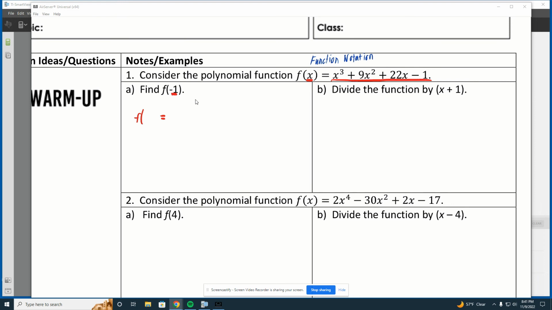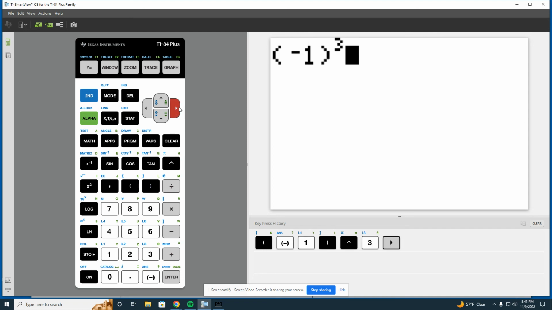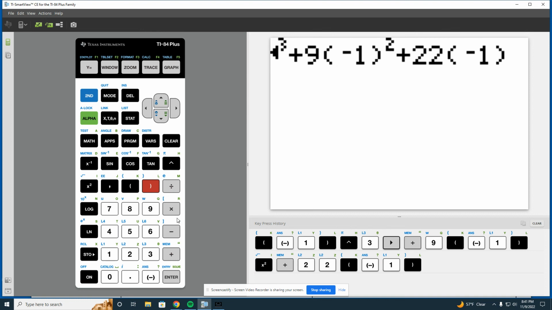You're literally going to go like this. Okay, f of -1 is going to equal -1 cubed. See how I just plugged it right here? Plus 9 times -1 squared. See how I just plugged it right here? Plus 22 times -1, plugged it in right here, minus 1. And you're literally just going to go to your calculator and type this in. You're going to put -1 in parentheses raised to the third power. Then you're going to write plus 9, open parentheses -1, close parentheses squared. That's important. Plus 22 times open parentheses -1, close parentheses, minus 1.